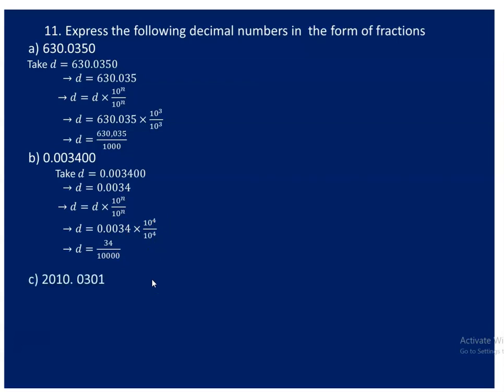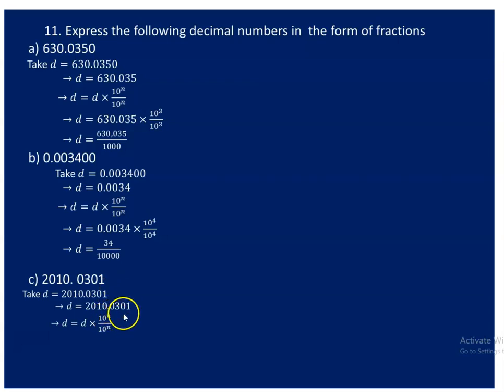Proceeding to the next one, we have here 2010.0301. Here we are unable to discard this 0 because we have a non-zero number 3 to the right of it, and we don't have 0 to the right of 1, so we don't have any 0 to be discarded. We'll take the number as it is. So consider this to be d, as usual. What we need to do is apply the formula, d times 10 to the power of n over 10 to the power of n.